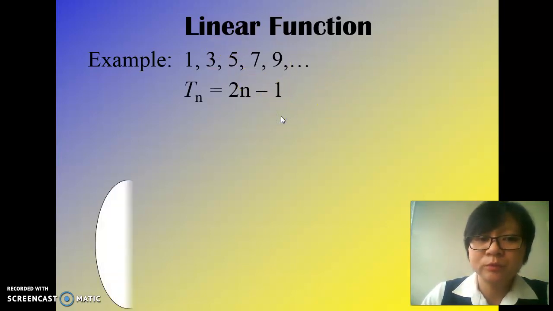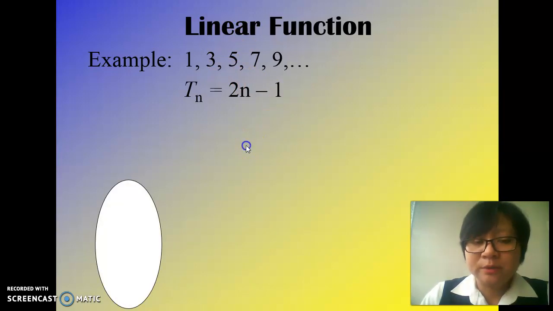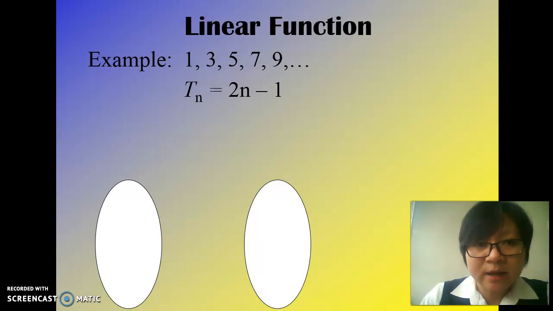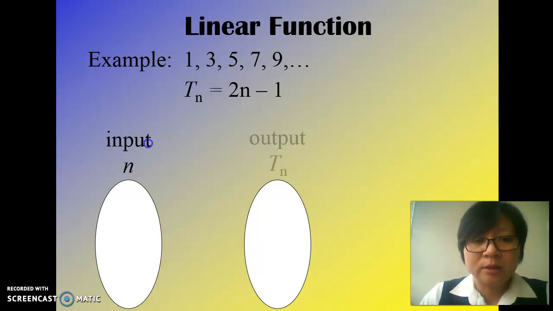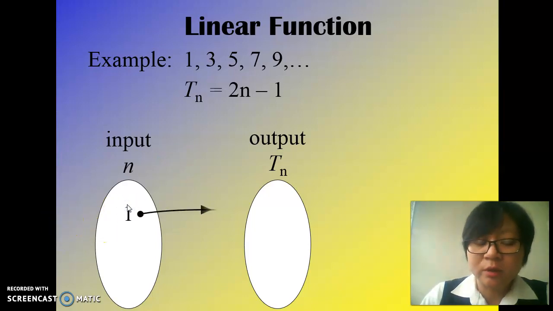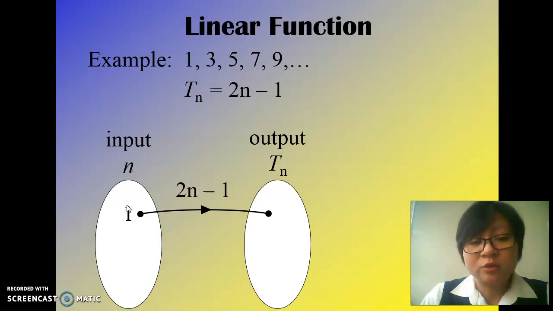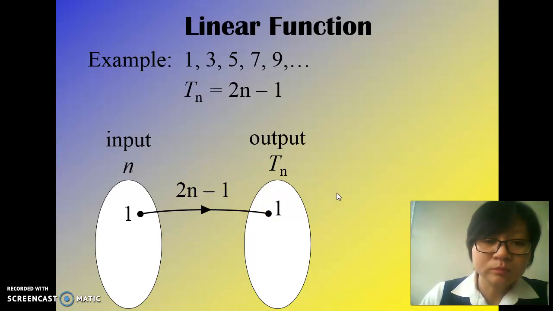So draw an ellipse and then an ellipse again. I'm using a mapping diagram here. So the left side is the input and the right side is the output, the nth term. And then start from the first position, from left to right, draw an arrow. Okay, use the formula 2n minus 1 and then put the value of the n into the formula. You'll get the output 2 times 1 minus 1 equals 1.